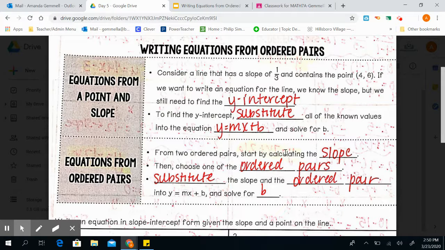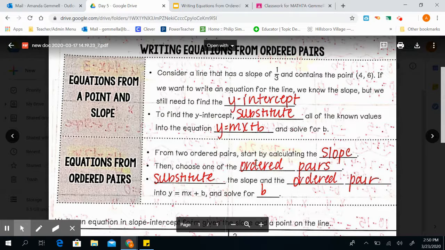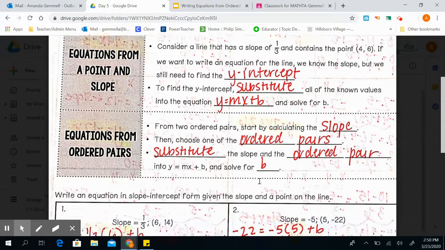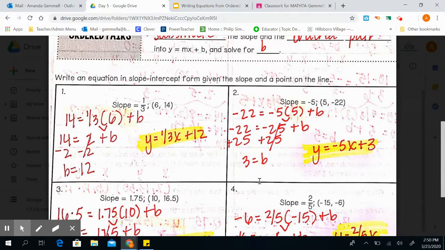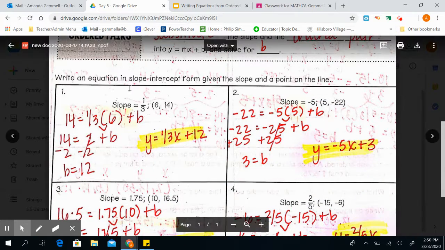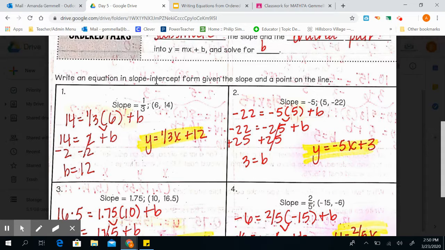Okay, so equations from ordered pairs. From two ordered pairs, start by calculating the slope. This is not any sort of new information. We know that slope is y minus y over x minus x, and if we have two ordered pairs, we have our two y's and our two x's. Then choose one of the ordered pairs, substitute the slope and the ordered pair into y = mx + b, and solve for b. For these first few examples, we're going to write an equation in slope-intercept form given slope and a point on the line. So this one's a little bit easier because we don't have to solve for slope first.